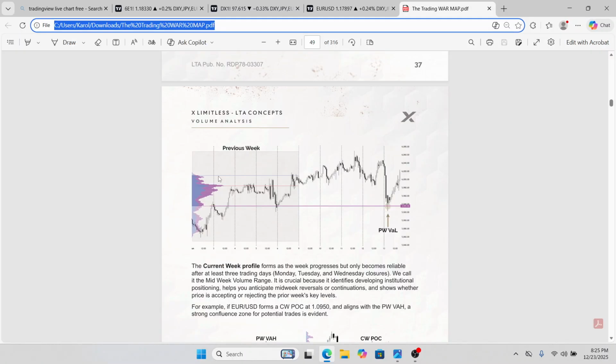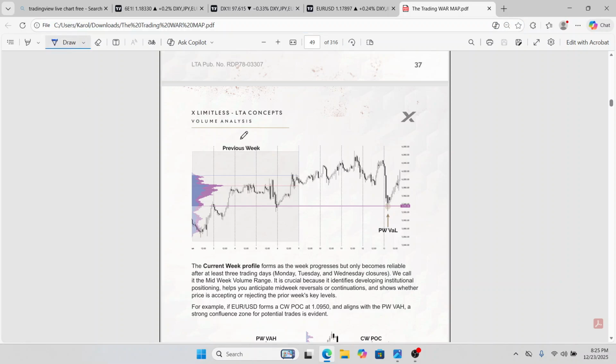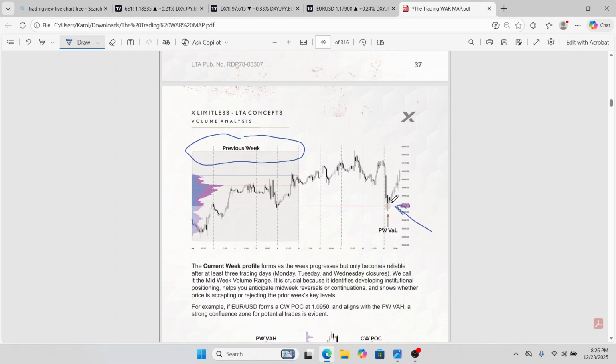Now, in the book, I'm going to show you here. This is the previous week, just as I told you. This is the Monday, Tuesday, Wednesday, Thursday, and Friday. And you can see here in the current week, this is the previous week value area low, and here it's acting as support. You can see this rejection here.